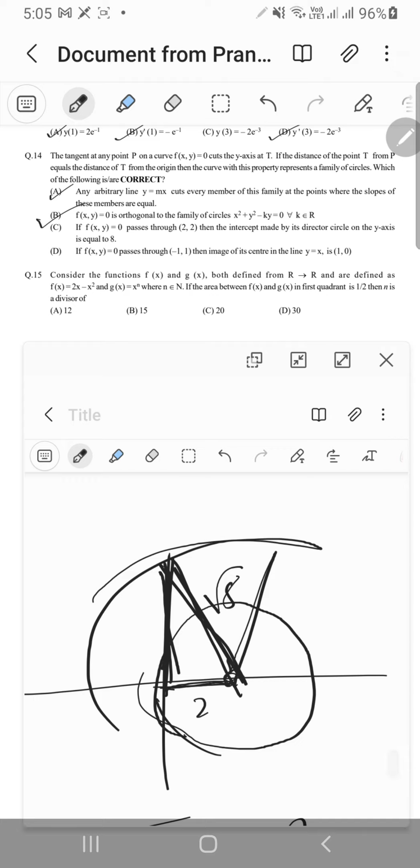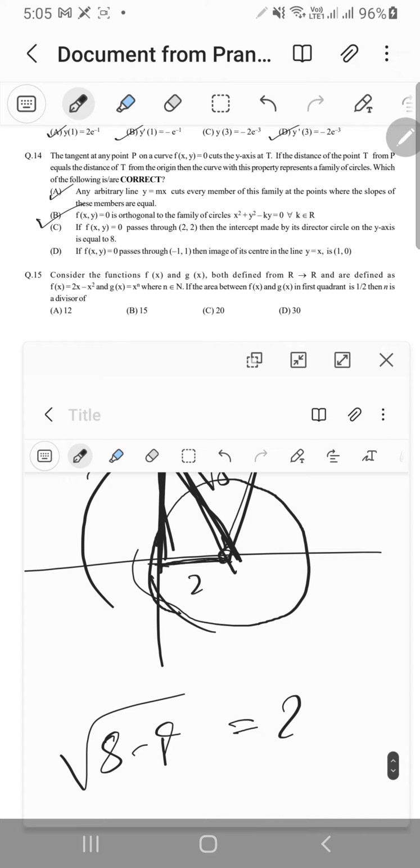Yeah, I was not expecting this. Okay, cool. Maybe the intercept by the director circle on the y-axis is equal to 8. It's not equal to 8.